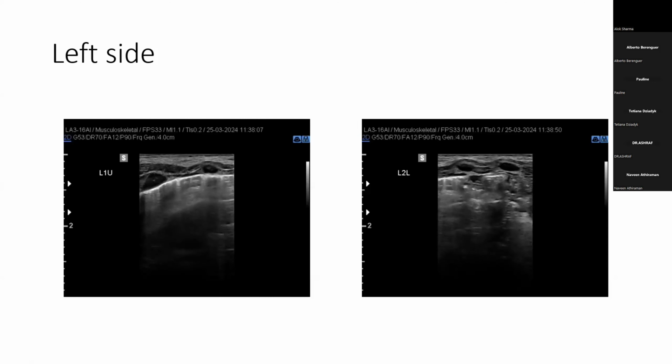Did we do an M mode? Yes, I did an M mode, but because it's an image, I didn't put it in the presentation. But I saw a barcode sign. That's fine, then that confirms. Absolutely.